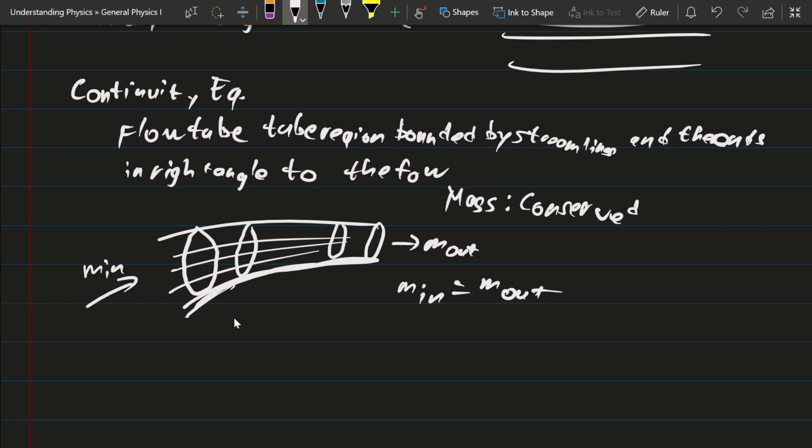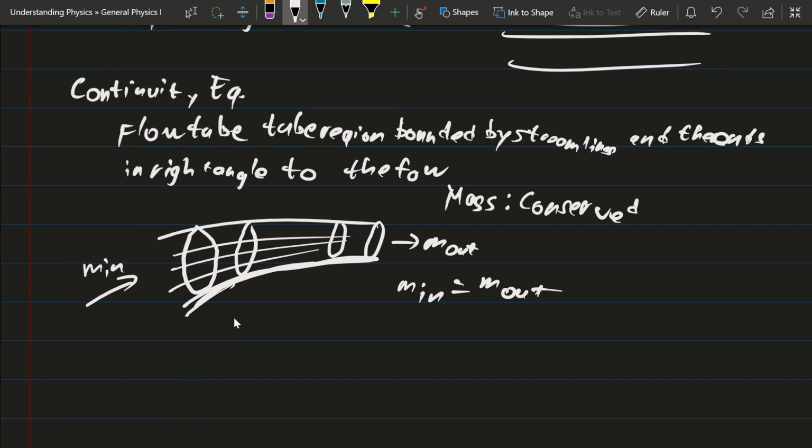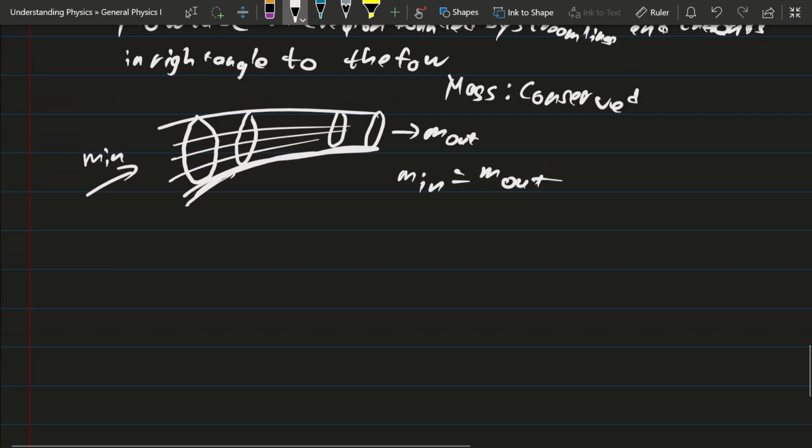Okay, with this, let's start to think. What's the mass in? I will define the mass in to have the end of this tube to have A1, while the length of this tube will have a distance called delta x1. Same thing here: delta x2 and A2.